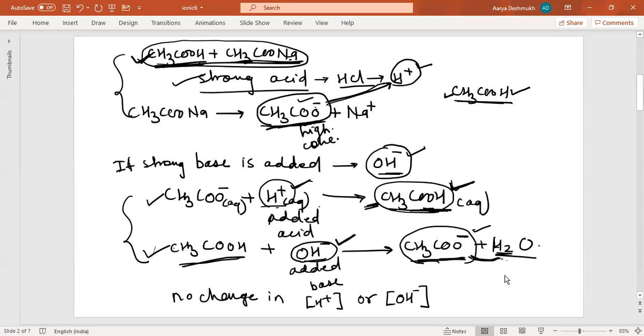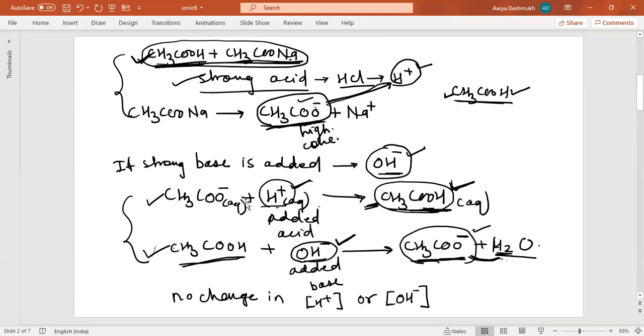Means here you can say that if you are adding an acid, which is shown by H plus ion, or if you are adding a base to this, it will not change the concentration of H plus and OH minus ions. So there will be no change in the concentration of H plus or OH minus ions, and the pH of this buffer will remain unchanged here.